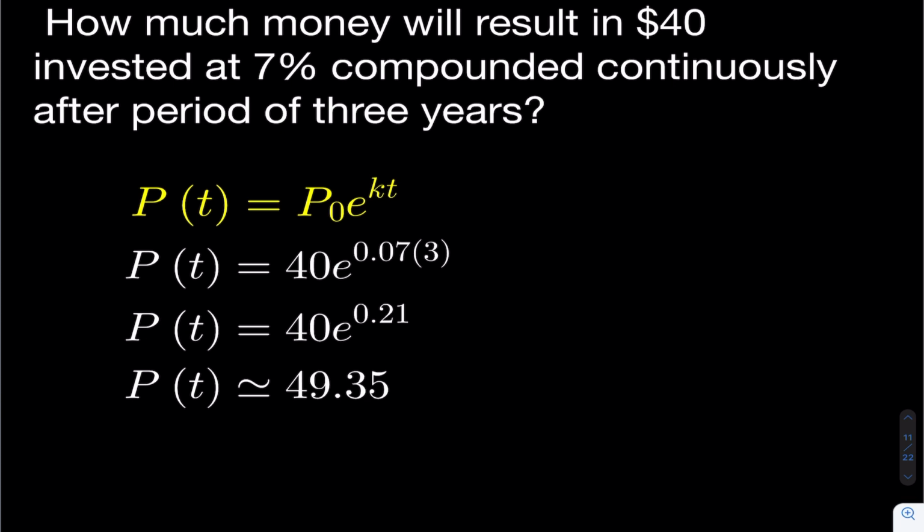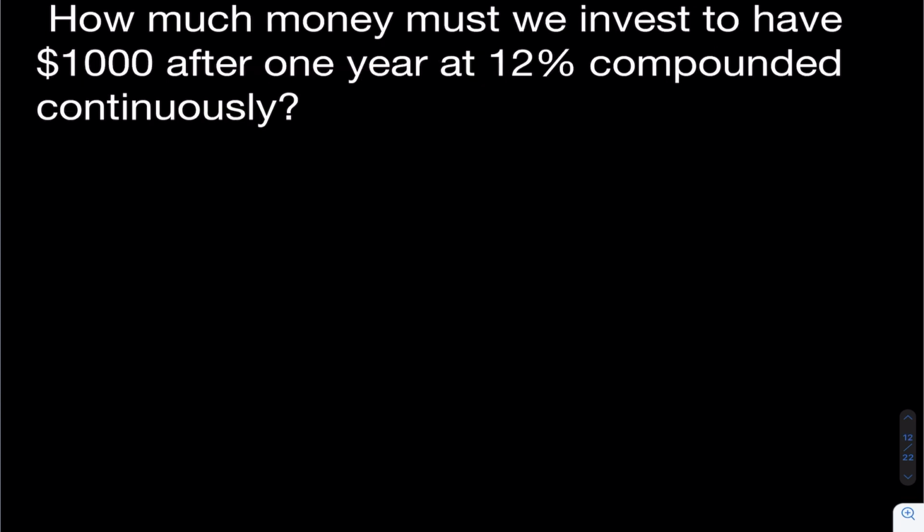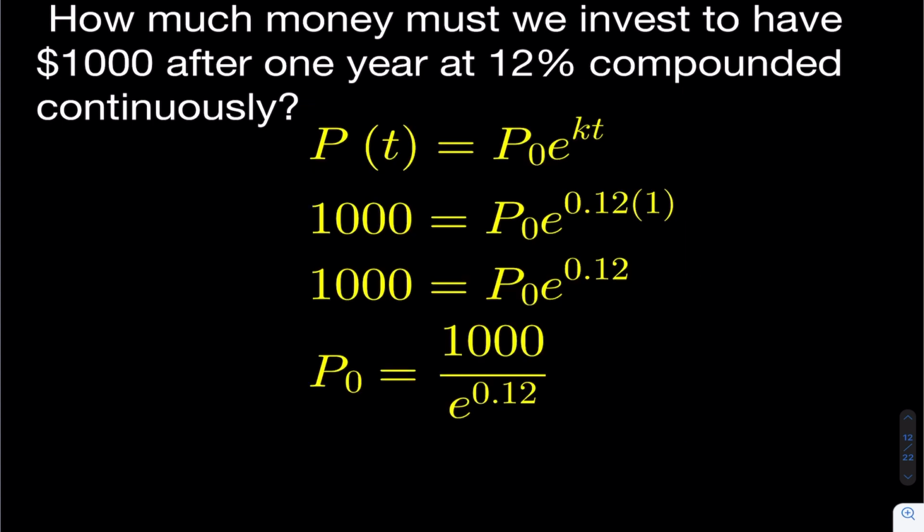Let's take a look at another example. How much must we invest to have $1,000 after 1 year at 12% compounded continuously? So right away, they use the phrase compounded continuously. Go right to your continuous compound formula. Going to that formula here, they tell me that we have $1,000 at the end of 1 year. So that's going to be P at 1. So in this case here, I know P at 1 is 1,000. Therefore, T equals 1. My compound interest rate was your K value. That's my growth rate. So that'll be 0.12.